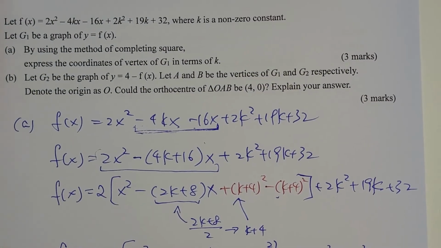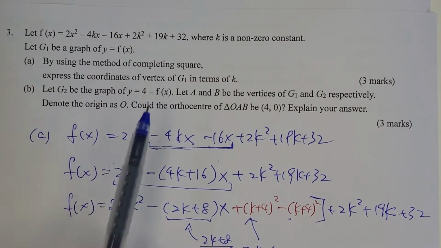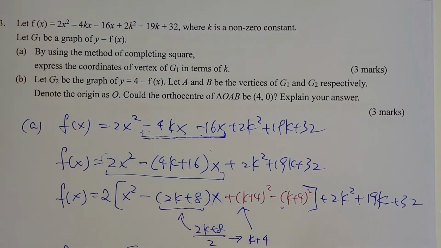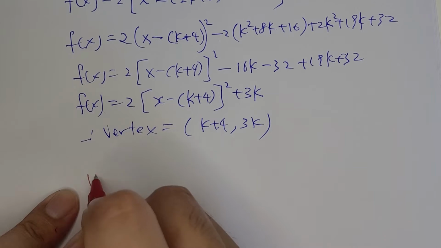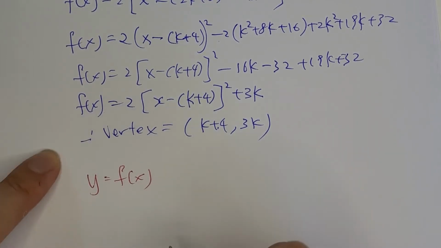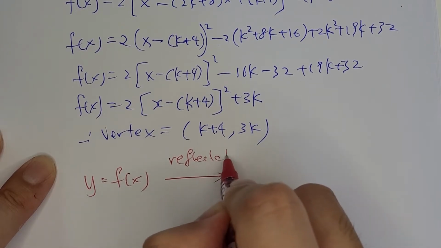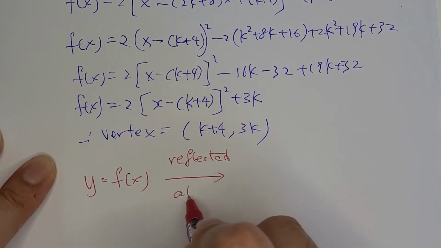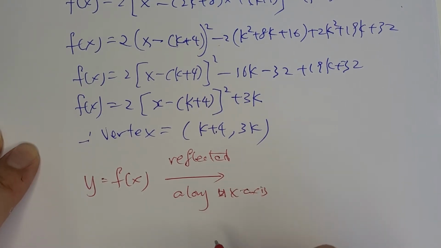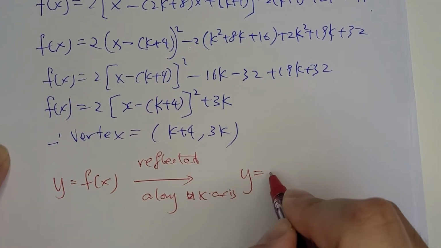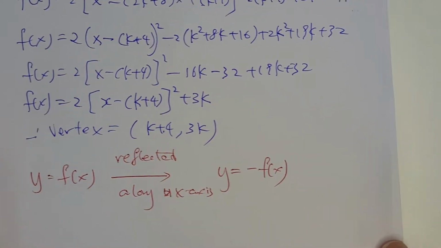And go to B. Let G2 be the graph of y equals 4 minus f(x). Now you should know the meaning of this one. From the graph y equals f(x), you reflect along the x-axis. That means upside down. That becomes y equals negative f(x). Okay, that's the first transformation.